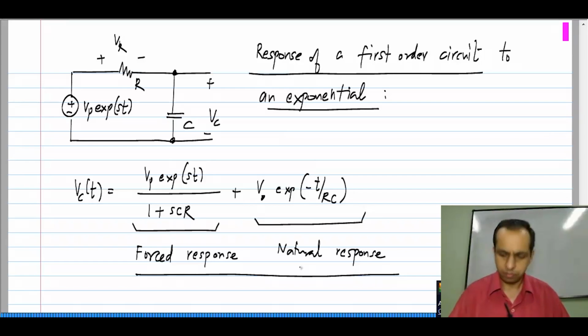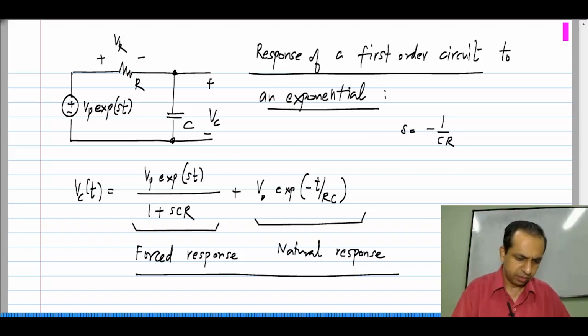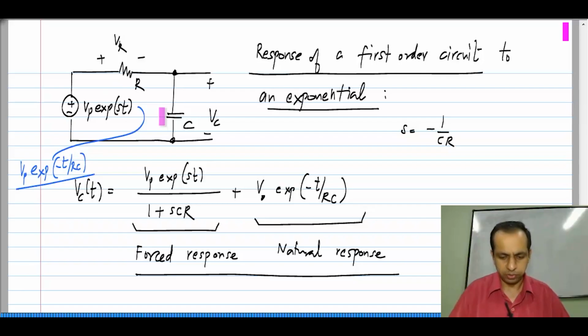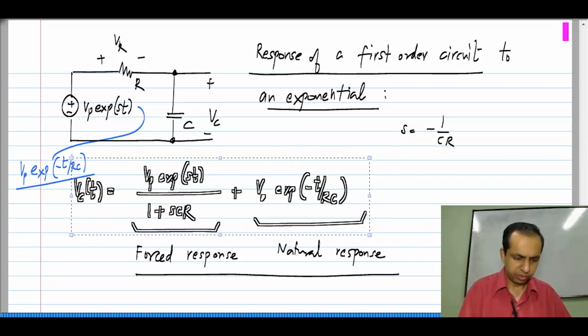Now, when S equals minus 1 by CR, which means that the exciting source is Vp exponential minus t by Rc, that is, it is an exponential which is the same as the natural response of our circuit, we see that this denominator here goes to 0, so we can't use this expression as is. So, we will examine this further.